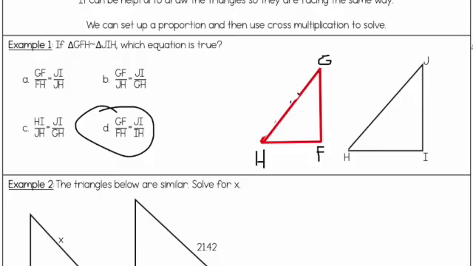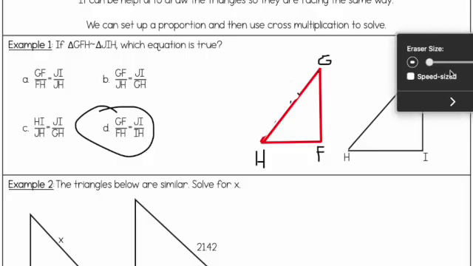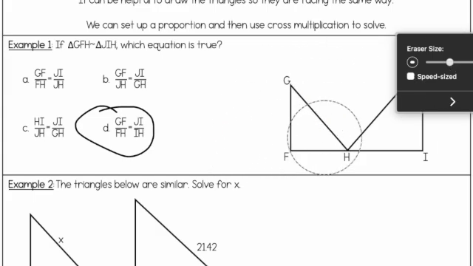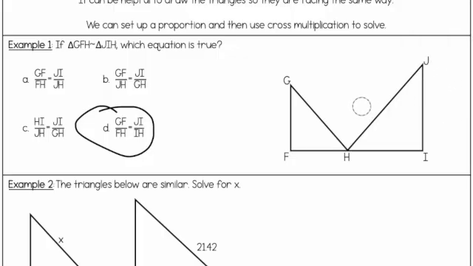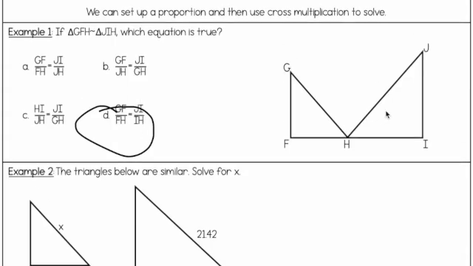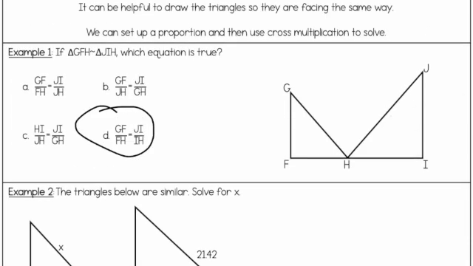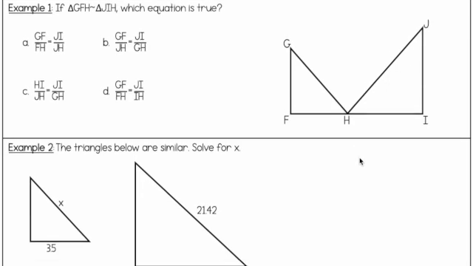Okay, so let's take a look. You don't have to draw it like that. You could have kept the old drawing. And I don't think it would have been that hard to actually see the corresponding parts, but it can help you to draw the triangle facing the same way. So let's move to the next one.